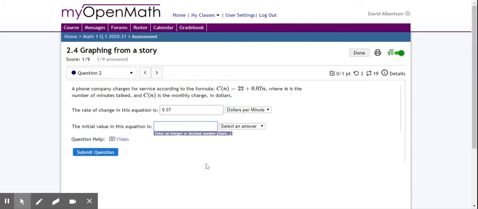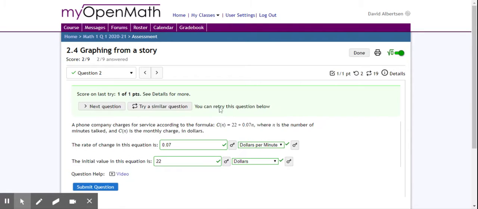Now, what's the initial value? In other words, what's your monthly base charge? What do you have to pay per month, whether you talk on the phone or not? Well, that's your 22, and that's $22. I know this question's kind of old-fashioned. Most people have unlimited talk these days on their phones, but we should still be able to find the right parts out of the equation. And here's a video attached right here if you want.